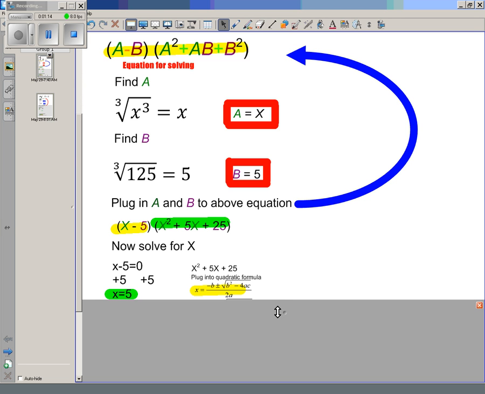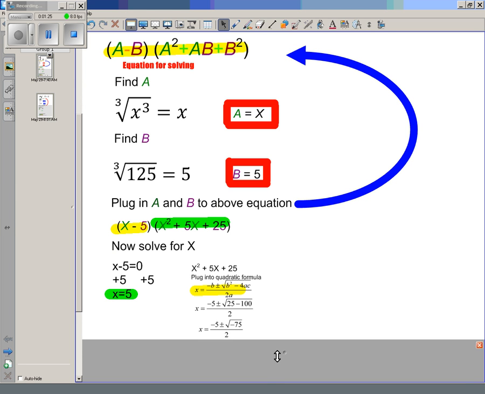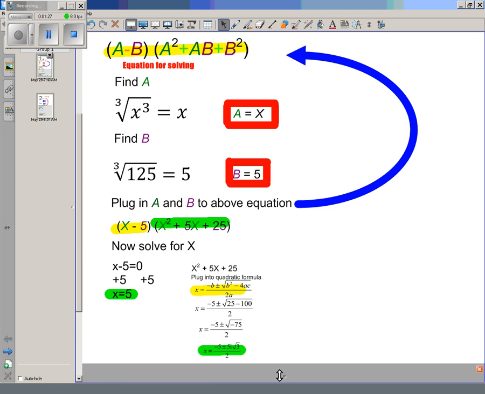This is the quadratic formula, yellow highlight. And you're going to do x equals negative 5 plus or minus the square root of 25 minus 100 all over 2. You're going to simplify that down, and your final answer will be x equals negative 5 plus or minus 5i over the square root of 3 over 2.